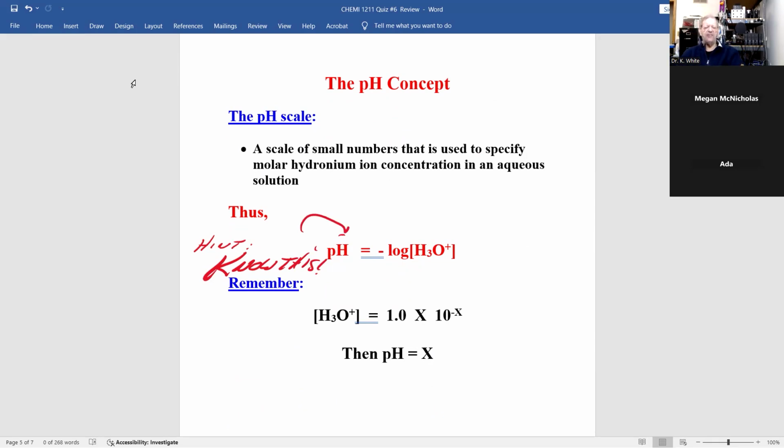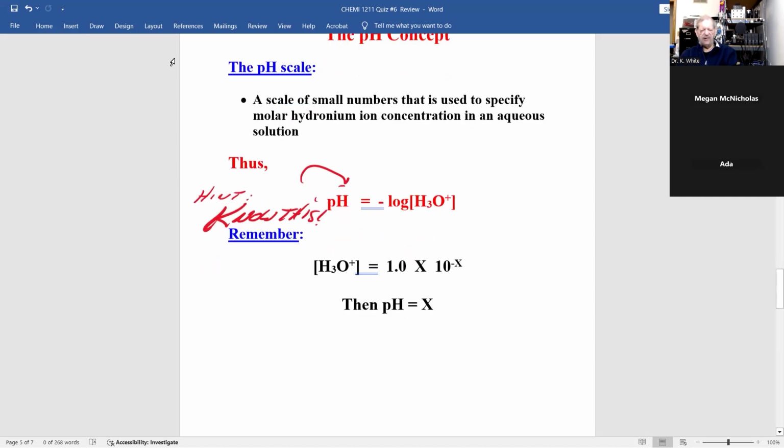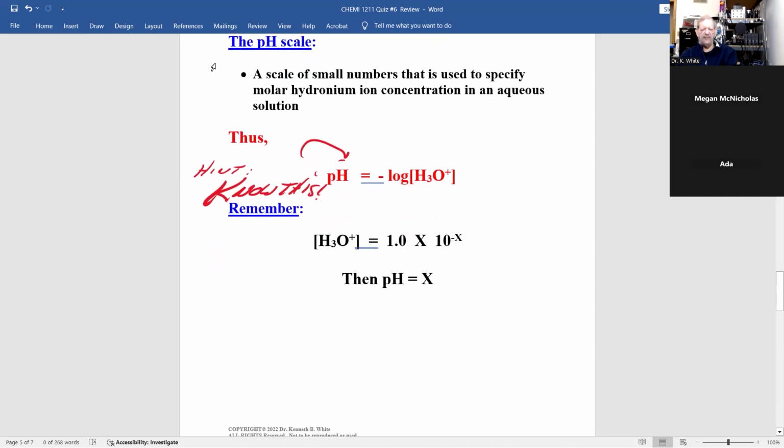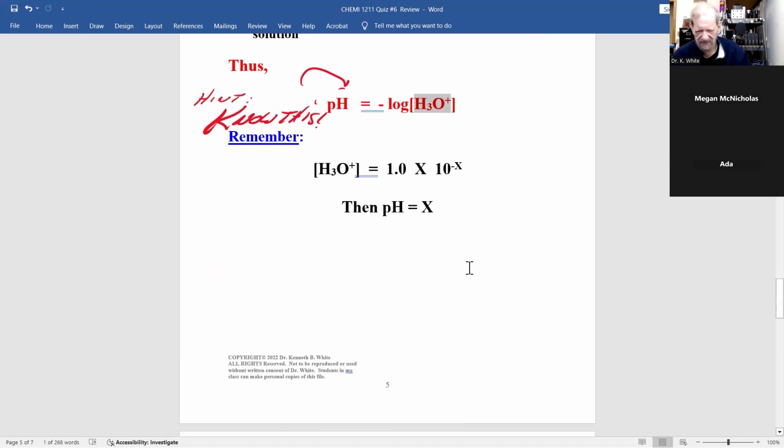pH equals minus the log of the hydronium ion concentration. And my special gift to you is, if the hydronium ion concentration is 1.0 times 10 to the minus x, then the pH is x. If the hydronium ion concentration is this, then the pH is x. And you don't have to use the logarithm on your calculator. That's my gift to you.